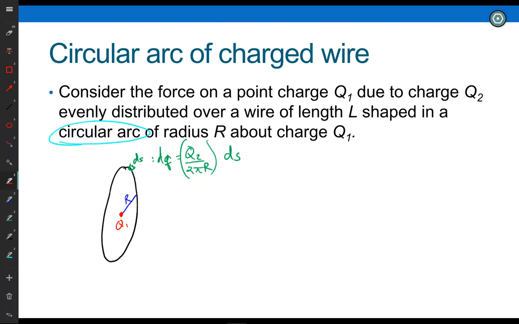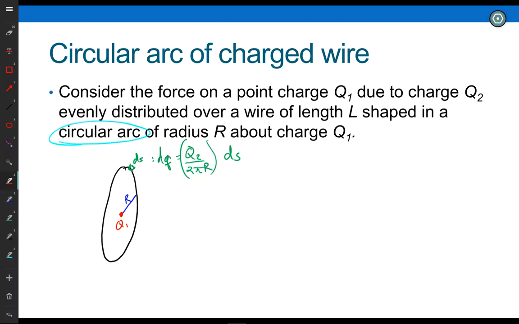I actually have a question. Go ahead. But why is Q1 in the center? Because it says of radius r about. Yeah, I got that part, but Q1 in the center is the charge of this wire. Could you explain what Q2 is again?